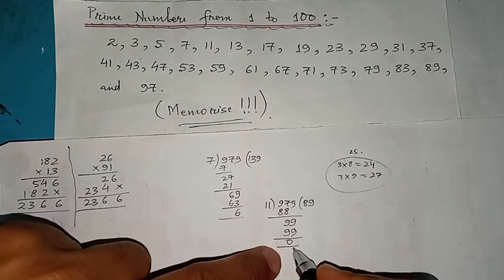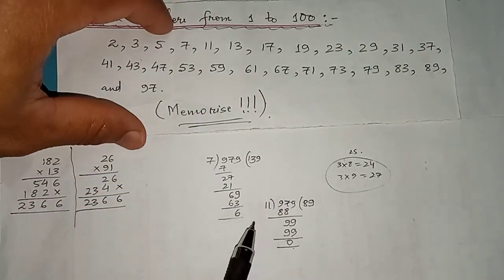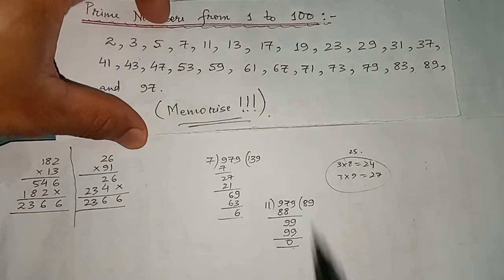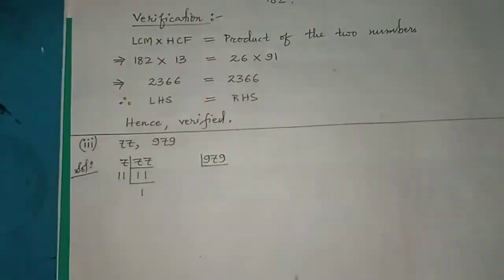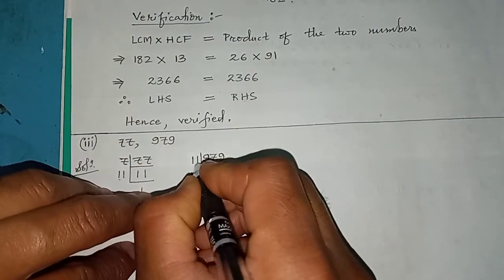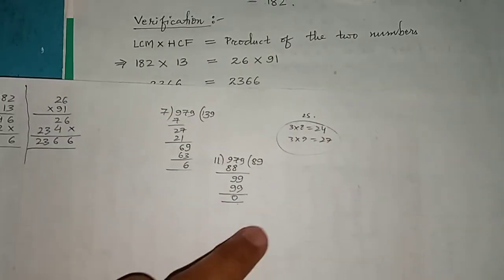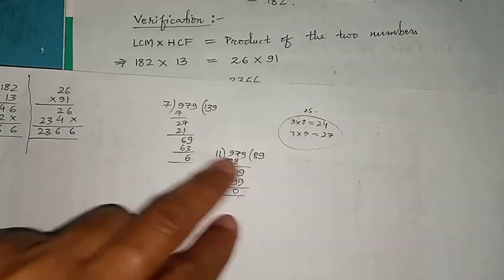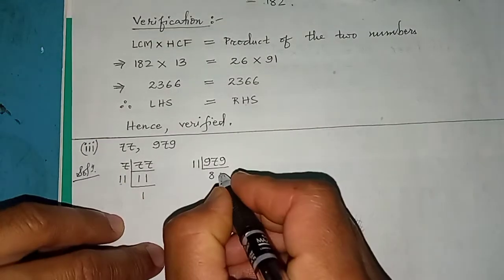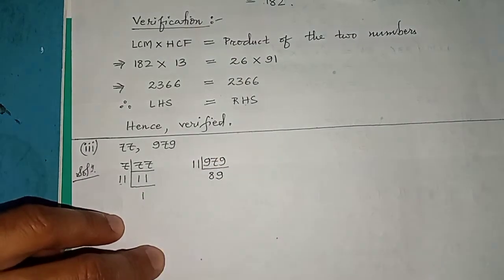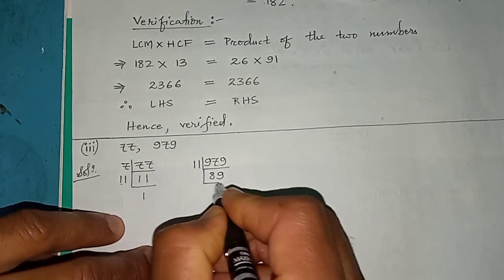So the remainder is 0. That means 979 can be divided by 11 completely. So that means 11 is a prime factor. Now we'll divide by 11. 11 8s are 88, which we have done here, and 11 9s are 99. Means directly you can write 89. So here we got 89.